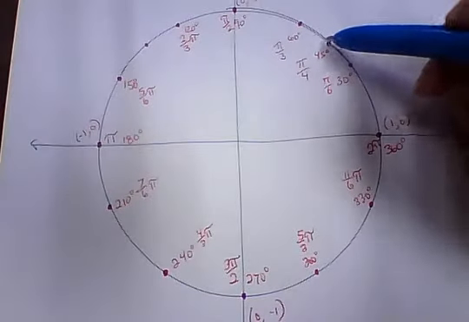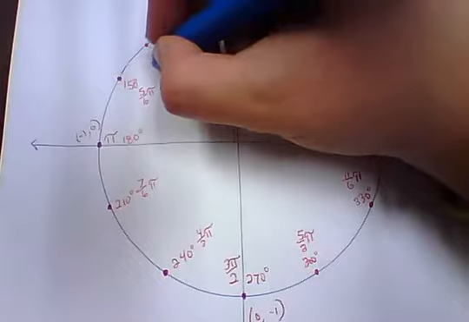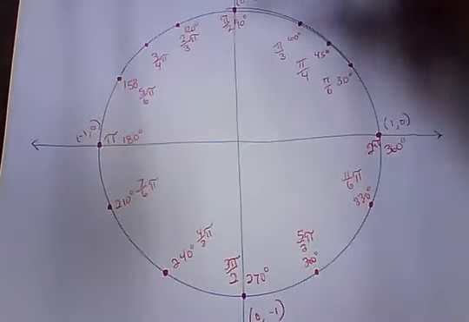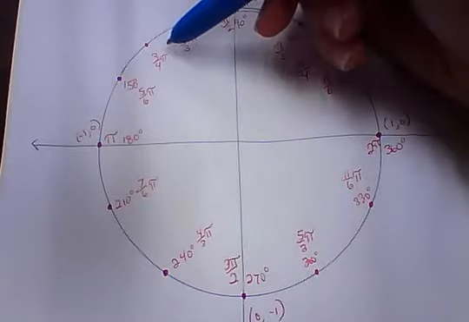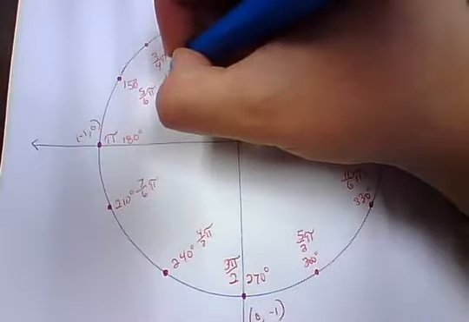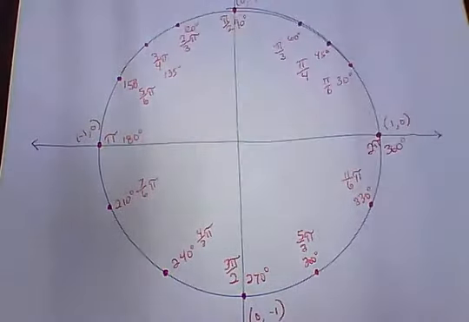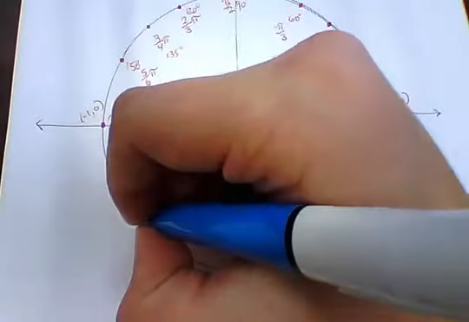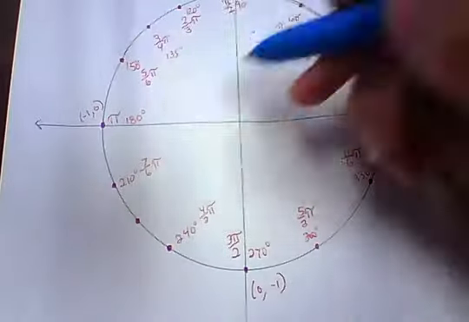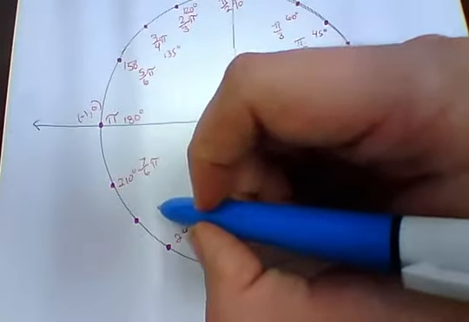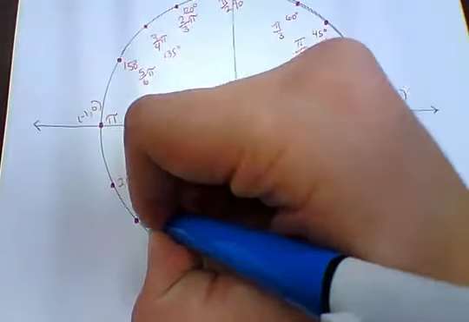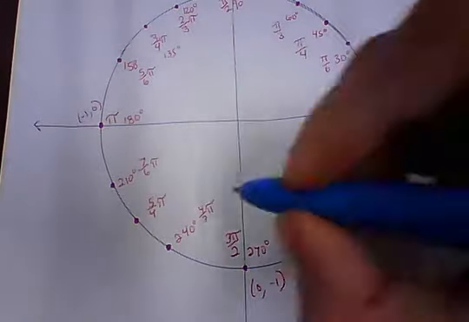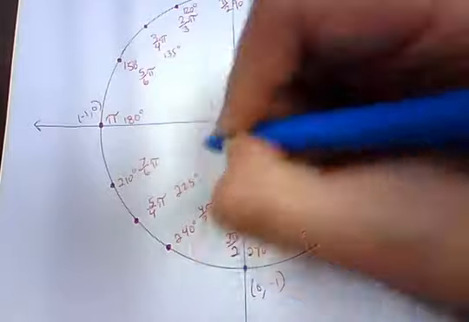And over here we would have 3/4 radians. And in degrees, every 45, that would be 135 degrees. And down here, another 45 degrees would give us 5 over 4 pi radians. And we would be at 225 degrees.